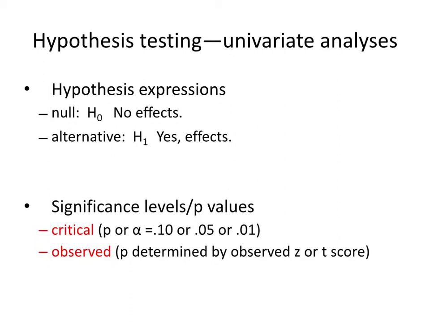So those are referred to as the critical alphas, or the critical statistic required. And what we will be doing is using the sample data to calculate an observed level. So there's a p critical and then there's a p observed, and that's determined by the z or the t-score that results from the sample data.